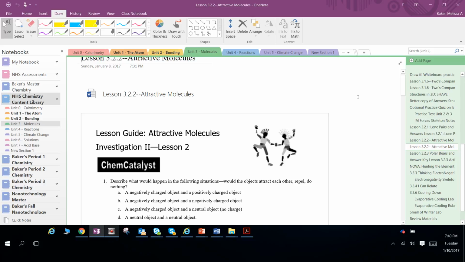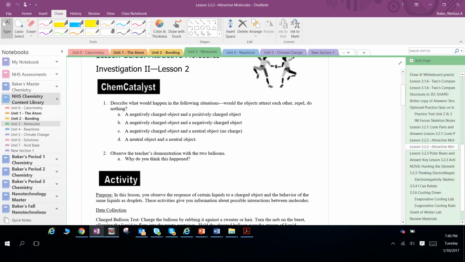Okay, so you missed lesson 3.2.2. We first talked about how when you've got a negative object and a positive object, they will definitely attract. And you've heard that before, opposites attract. A negative object and another negative object will repel. Charges that are alike will do that.